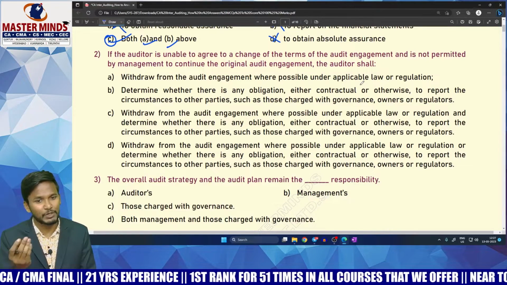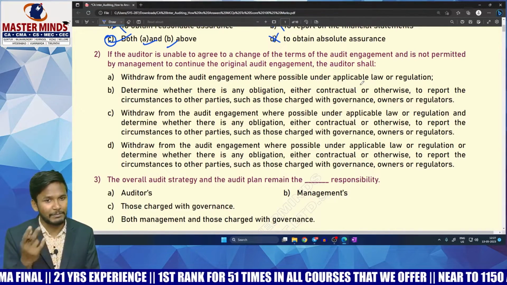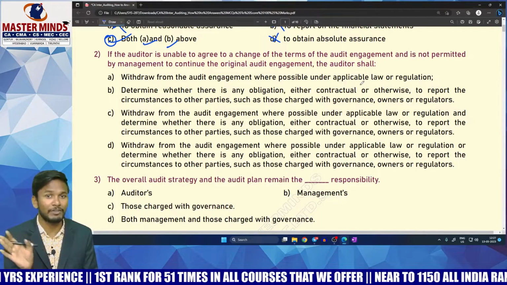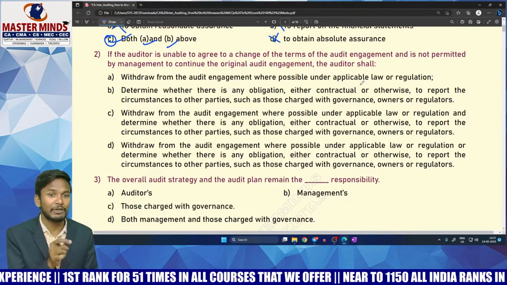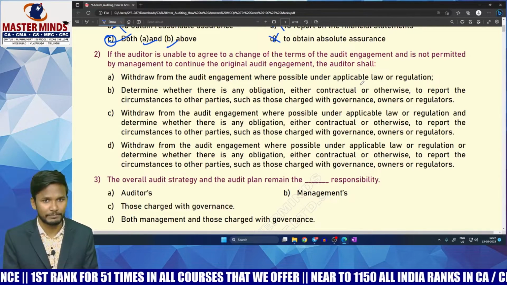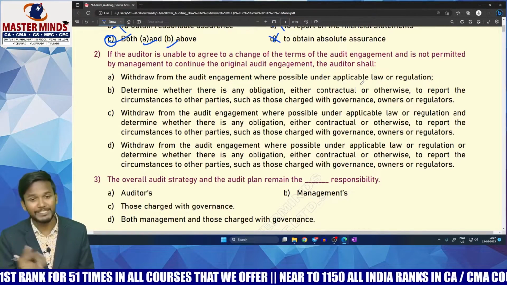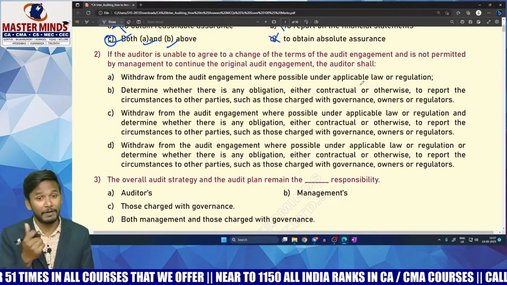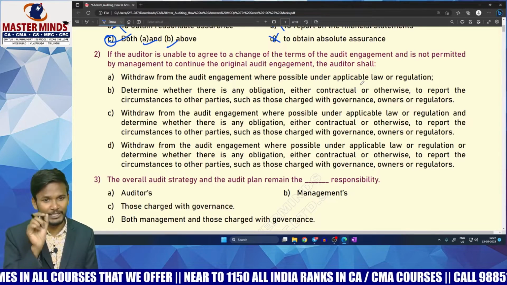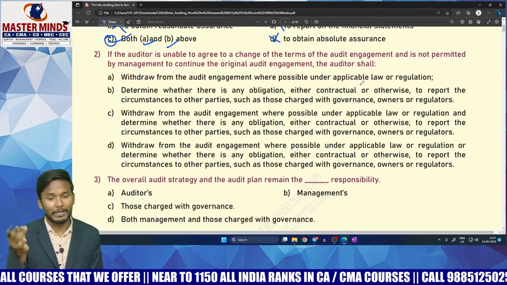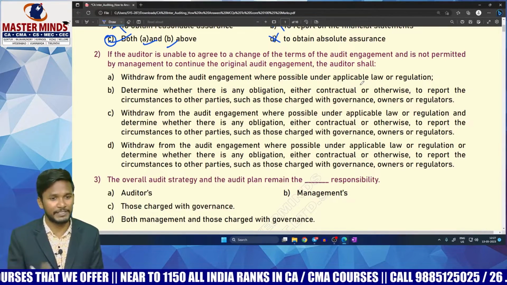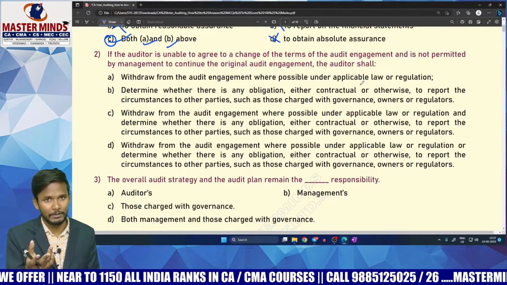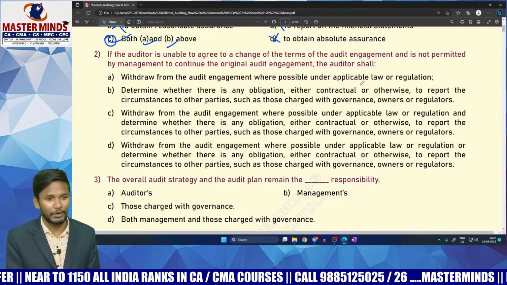If management is not allowing, now what can we do, sir? We'll tell the management that we are going to withdraw. And when you are withdrawing, it's not only withdrawal; along with the withdrawal, check whether any contractual and legal obligation is there to inform someone. If you remember the Companies Act, it says, sir, when you are resigning from the audit office, you are supposed to file Form ADT-3. Remember that, Form ADT-3 should be filed with the ROC, and also with the C&AG in case of a government company. Like that, check whether any contractual and legal obligations are there. Meet that and then try to withdraw.